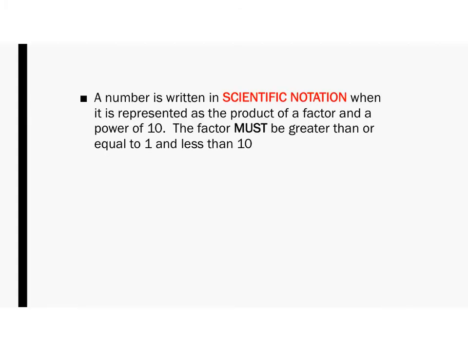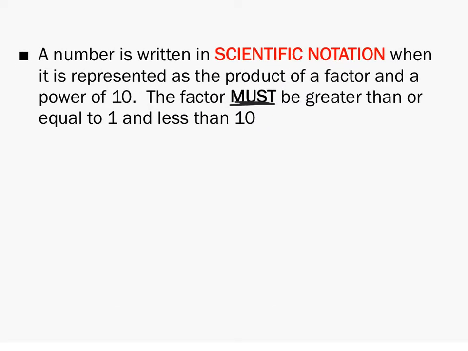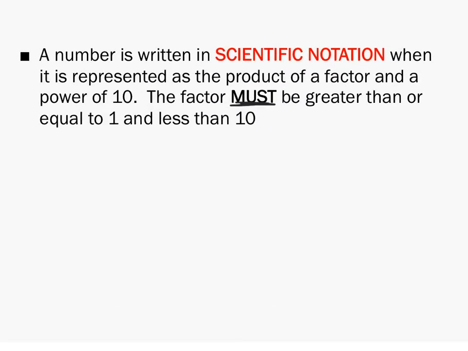A number is written in scientific notation when it is represented as a product of a factor and a power of 10. The factor must be greater than or equal to 1 and less than 10. Okay? So it must be greater than or equal to 1 and less than 10. Okay? So scientific notation.